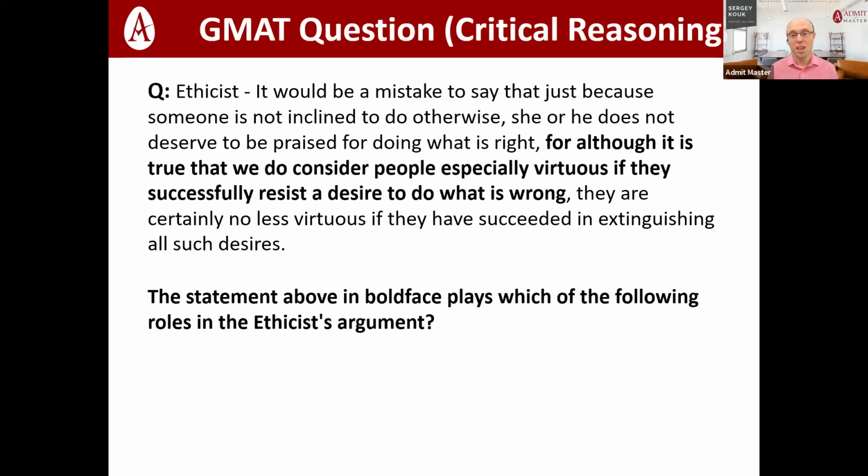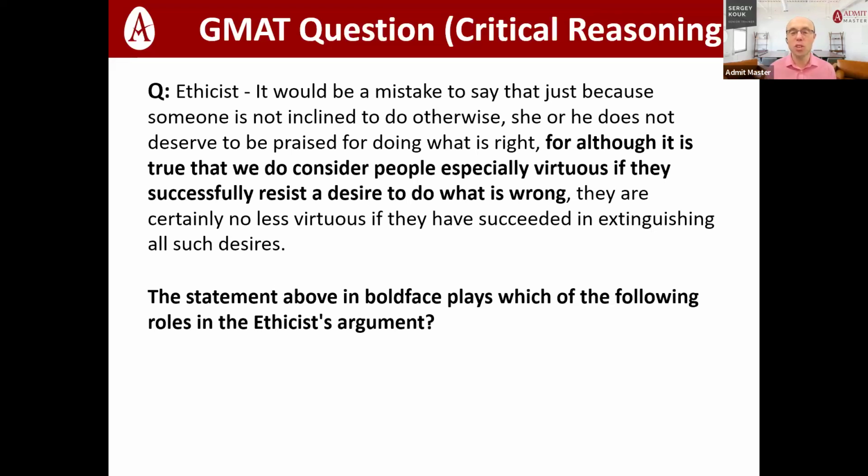Absolutely not. In fact, was it important for us to understand exactly what this person is saying? Not really. The question wasn't about that. The question was, the statement in bold, in the middle, plays what role? Not what it's saying. What role does it play? So I don't really need to understand what the person is saying. I just need to understand how this person is saying it, right? How is this person structuring this argument, the ethicist?